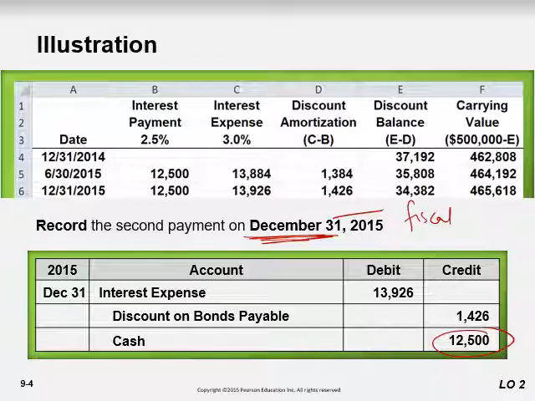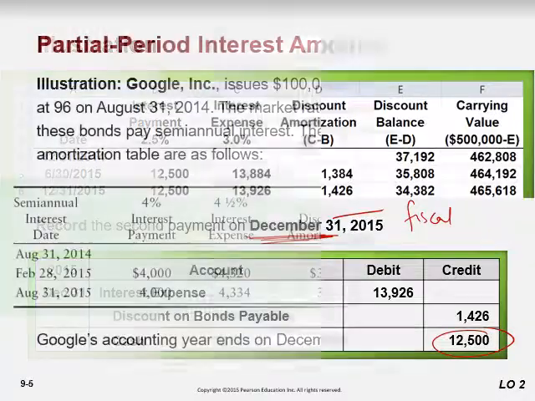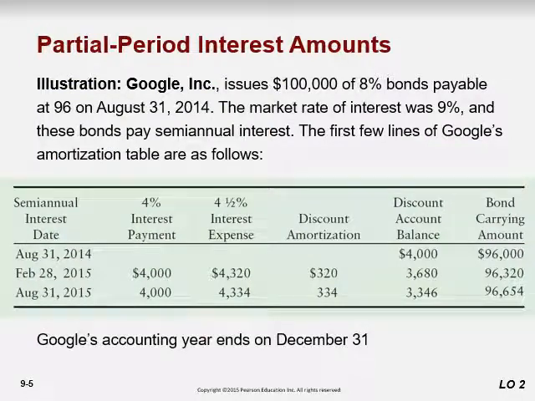Okay, here. And what about this period? It's the same, you can just continue with that. Okay, now the partial interest amounts.